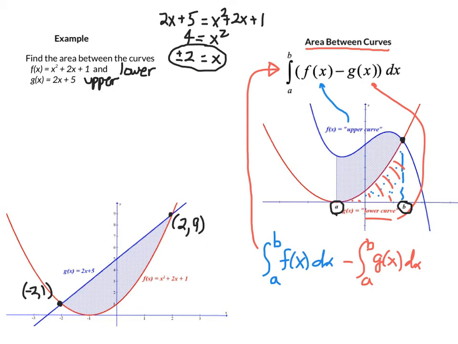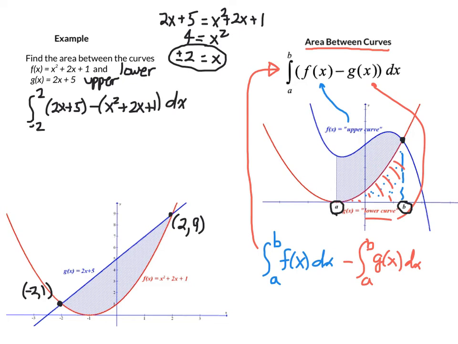So if we use our definition, we're going to find this area using the integral from negative 2 to 2 of the upper curve, 2x plus 5, minus the lower curve, x squared plus 2x plus 1. And don't forget your differential in there.